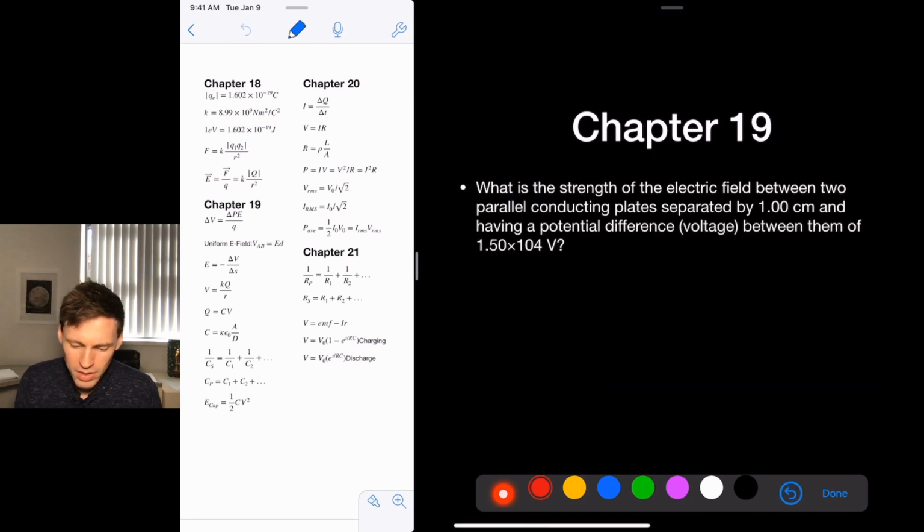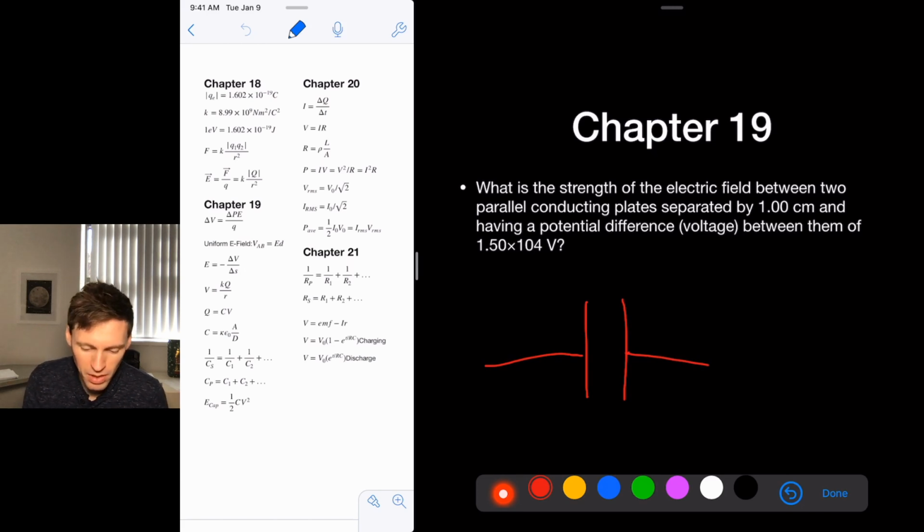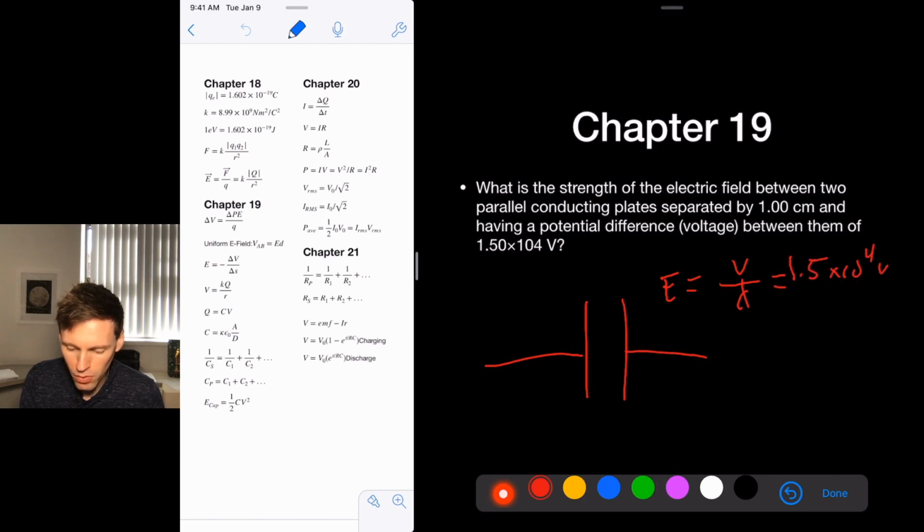So what is the strength of the electric field between two parallel conducting plates? So you've got two plates here separated by 1 centimeter, and the potential voltage between them is 1.5 times 10 to the 4 volts. So we want to know what is the strength of the electric field between them, and that is just the volts divided by the separation. So that's 1.5 times 10 to the 4th volts divided by 0.01 meter.